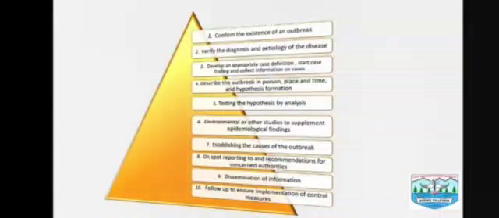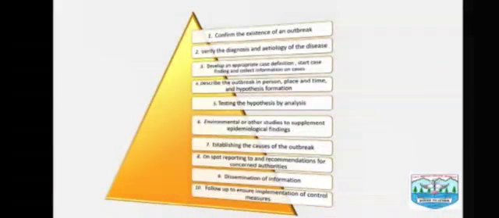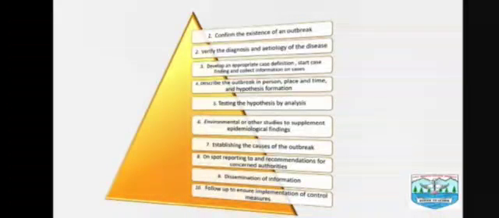The sixth step is the environmental or other studies to supplement epidemiological findings. The seventh step is to establish the cause of the outbreak. The eighth step involves on-spot reporting and recommendations for the concerned authorities. The ninth step includes the dissemination of information through mass media and telecommunications. And the tenth step is to follow up to ensure the implementation of control measures.